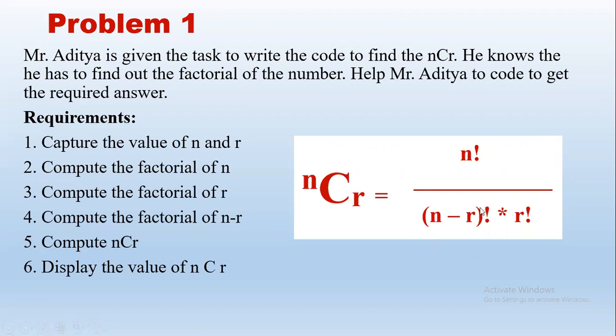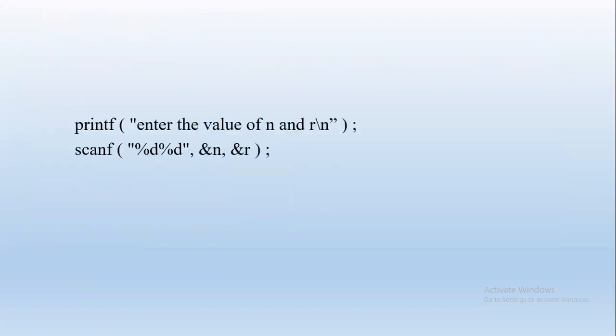We will compute each of them, substitute in this formula, and then find the value of NCR. After that, we will display it. So this is the problem statement. First thing, we will take input, right? So taking input for n and r. Enter the values of n and r, both are integers. Format specifier %d, we are taking input for n and r.